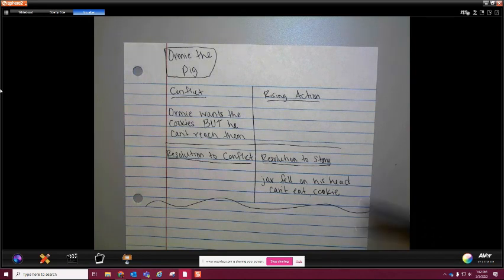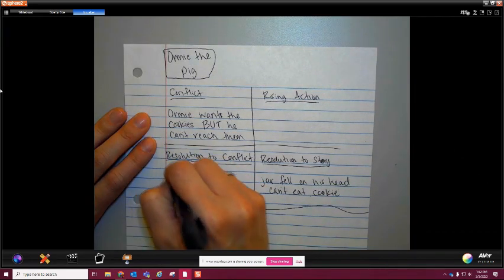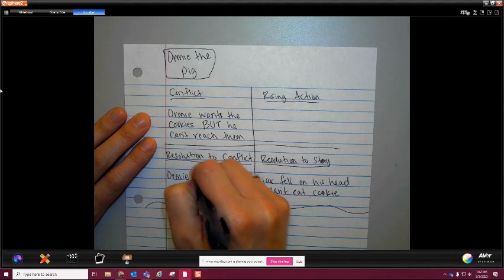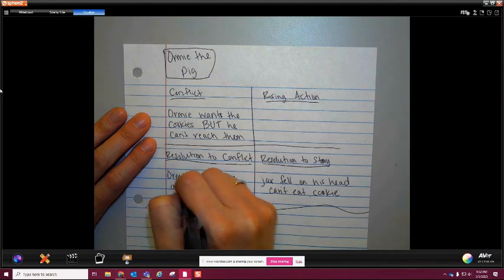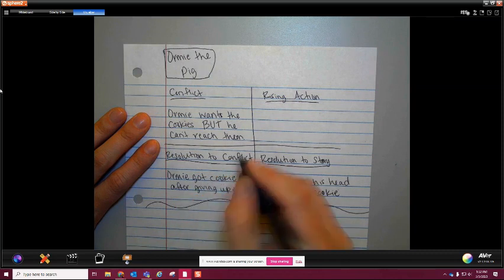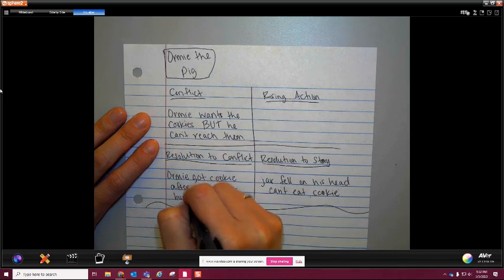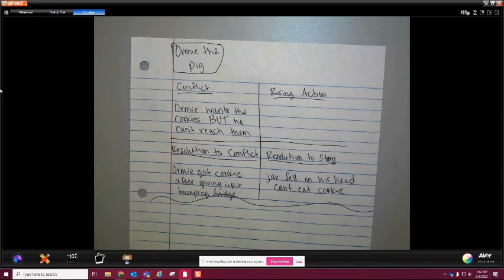Okay, so if that's the resolution to the story, now we can go back to what the resolution of the conflict is, because this is saying that he can't eat the cookie. But if we think about, did he get the cookie? He did get the cookie. But then the resolution of the story is that he didn't get to eat the cookie. Okay, so over here we can say that Ormy got cookie after, I'm going to say this, giving up and bumping fridge, because that's how he got the cookie.